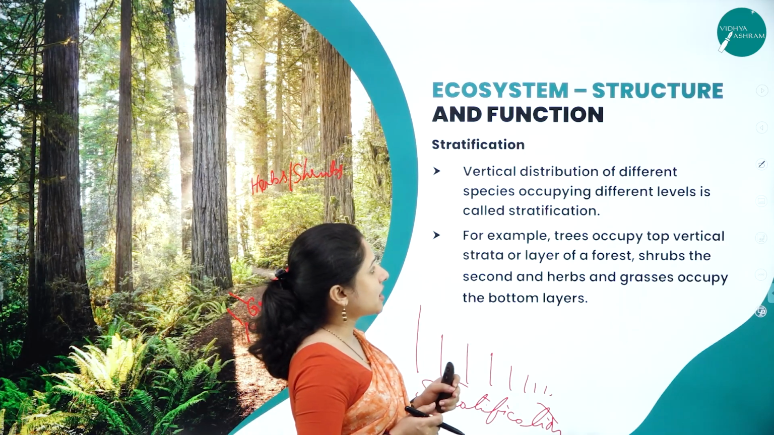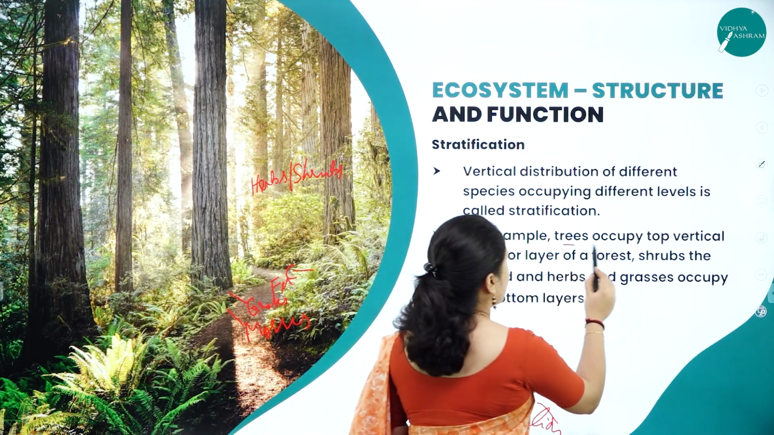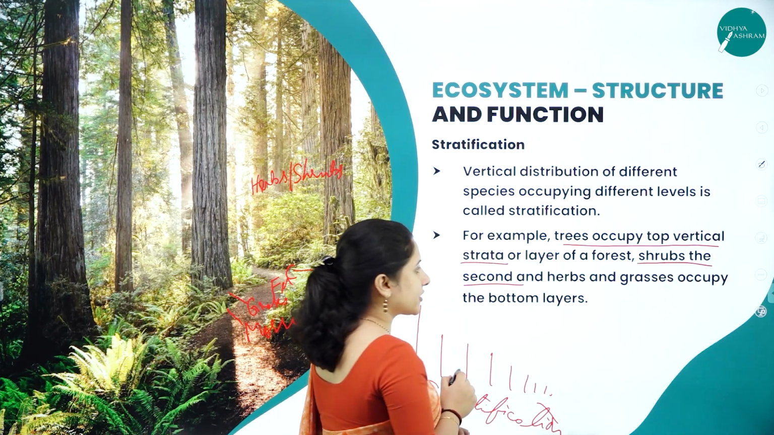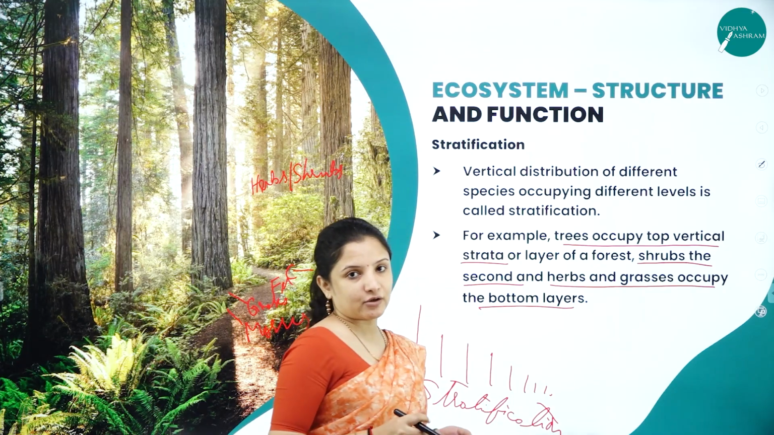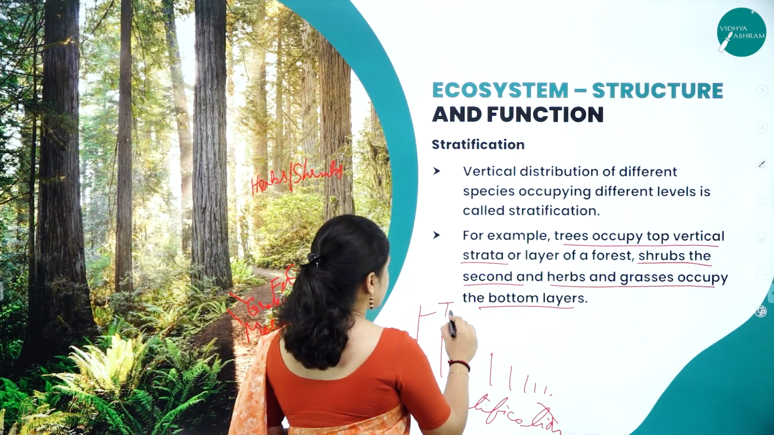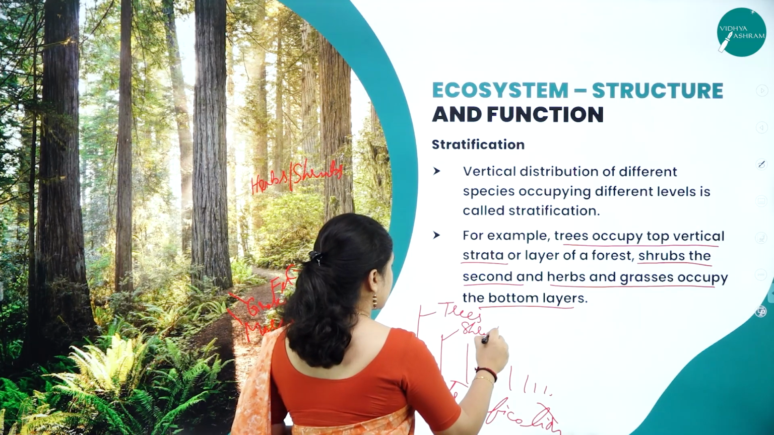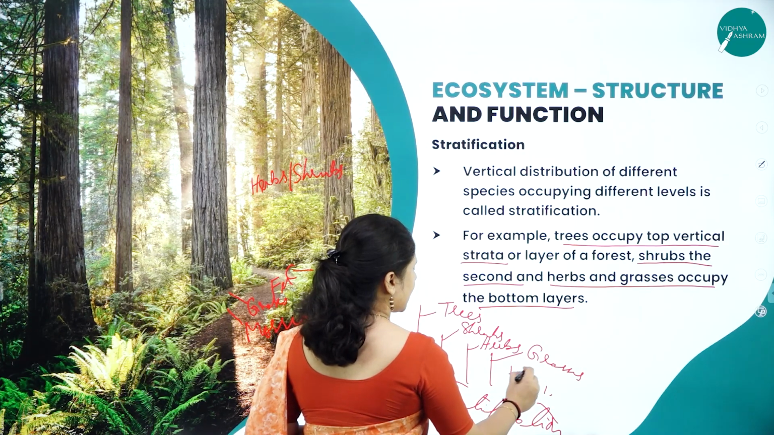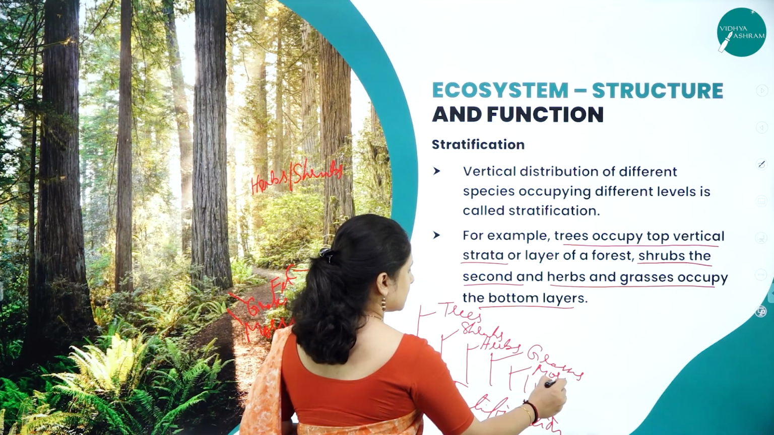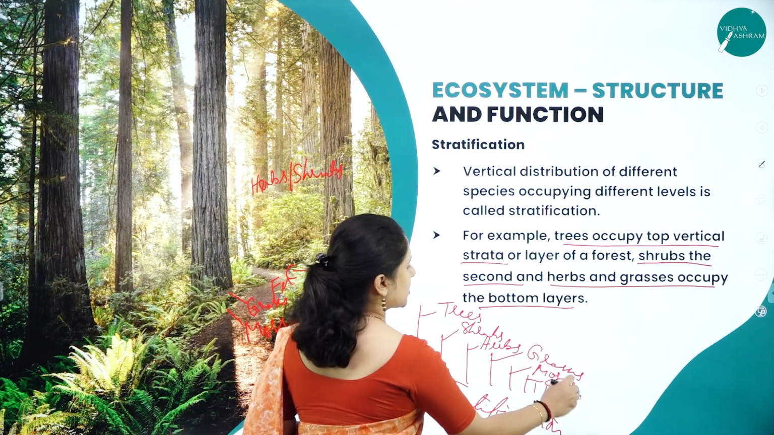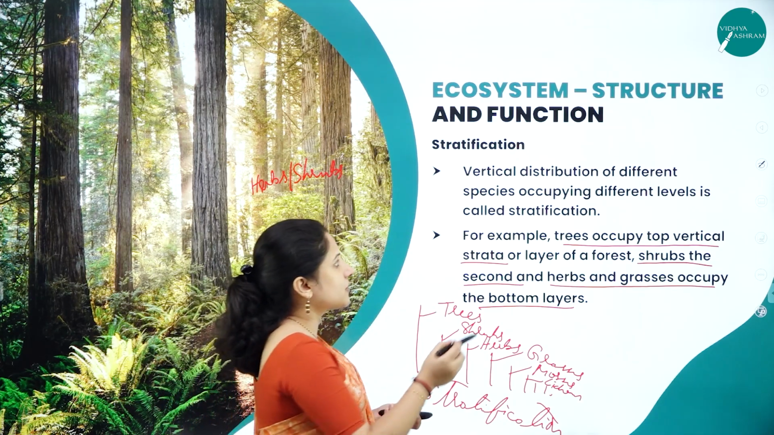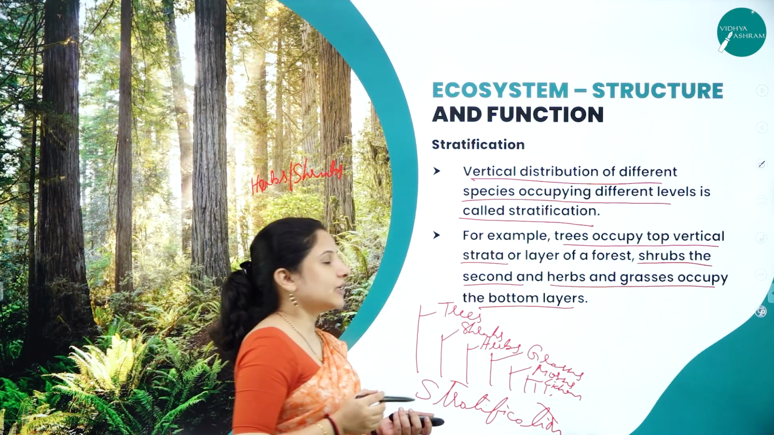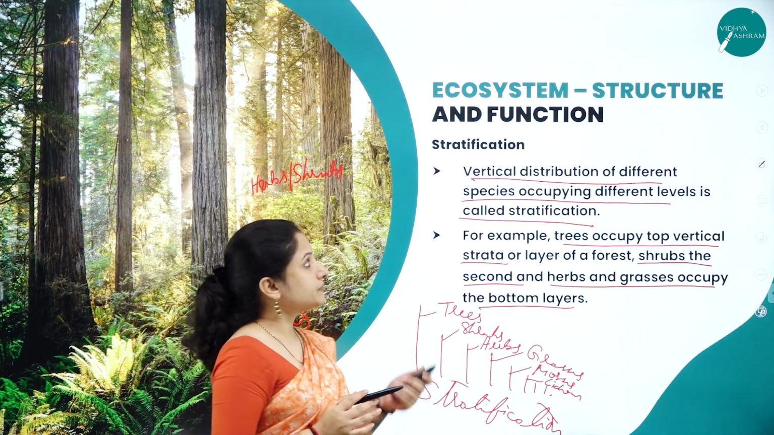The best example we can take for stratification is that trees occupy the top vertical strata and form one layer of the forest. The shrubs form the second layer of the forest. The herbs and grasses occupy the bottom layer of the forest. So the first layer is formed by the tall trees, next by the shrubs, then we have the herbs, then come the grasses. After the grasses, again we can find some mosses, lichens, like that different strata will be formed. Therefore, the vertical distribution of different species occupying different levels is called stratification. So stratification defines the structure of an ecosystem.